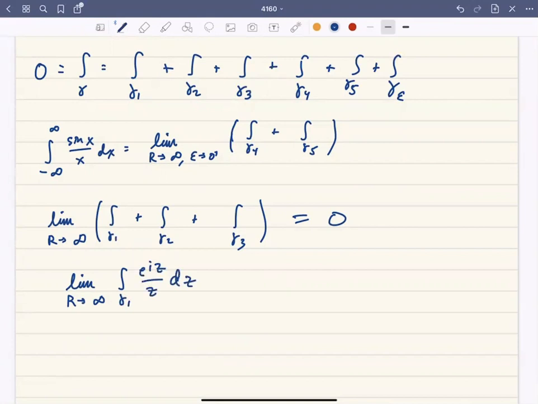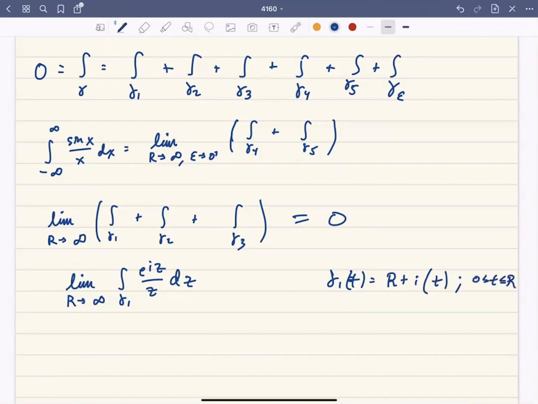Now, let's think about how this is going to go. Gamma 1 is going to be given by the curve. So gamma 1 of t is going to be given by our x value always being r, and then our imaginary part is going to go from 0 to r. So let's just call it r plus i t, where t goes from 0 to r. That's all we have to do to parameterize that curve.